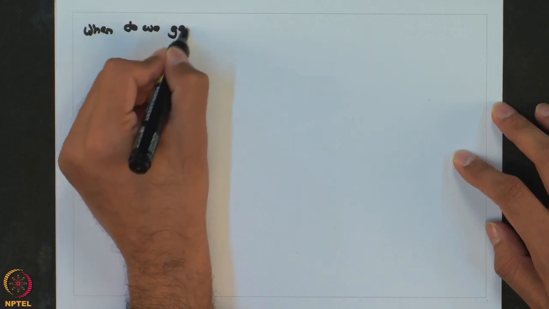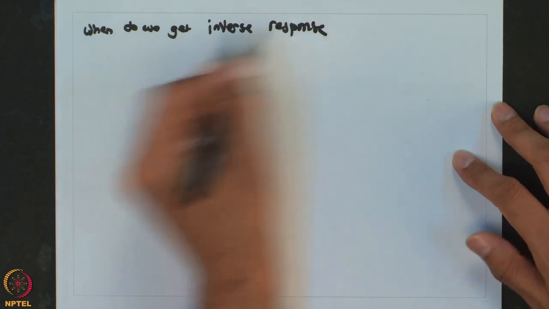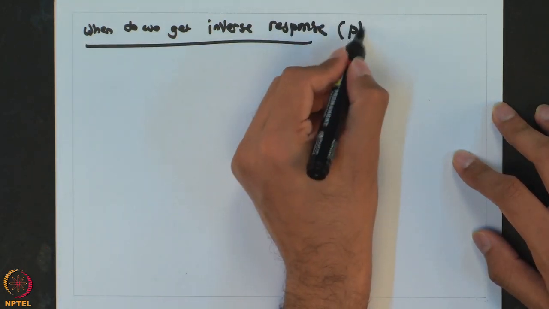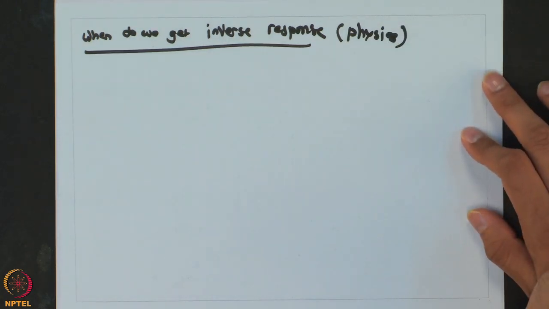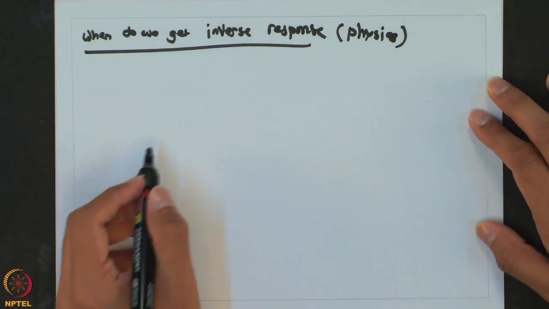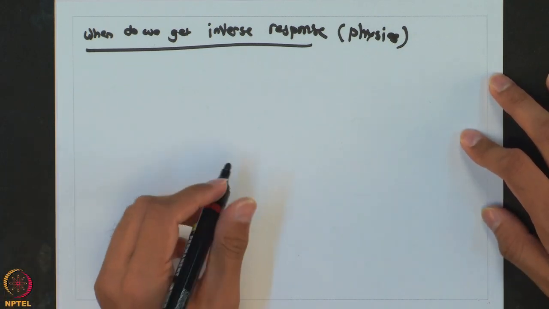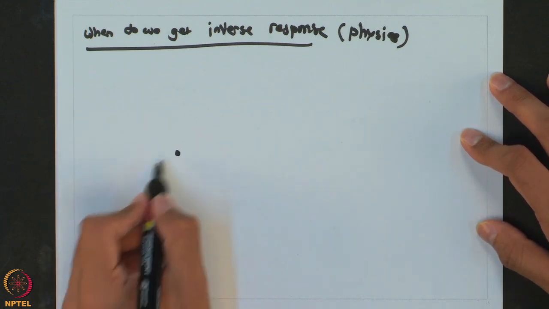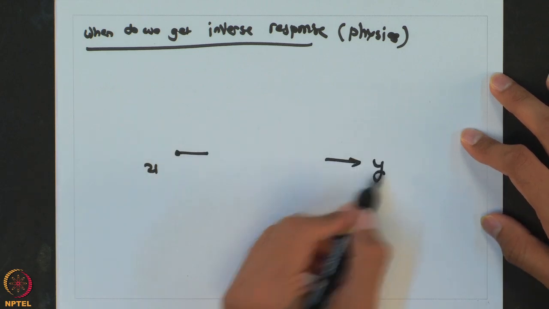So, let us look more into when do we get inverse response. That is, what is the physics of the process which will give you inverse response? So, as it turns out, inverse responses happen because there are two competing effects which are triggered by the input. So, if this is my input, when I change my input, it is going to change the output in two ways.